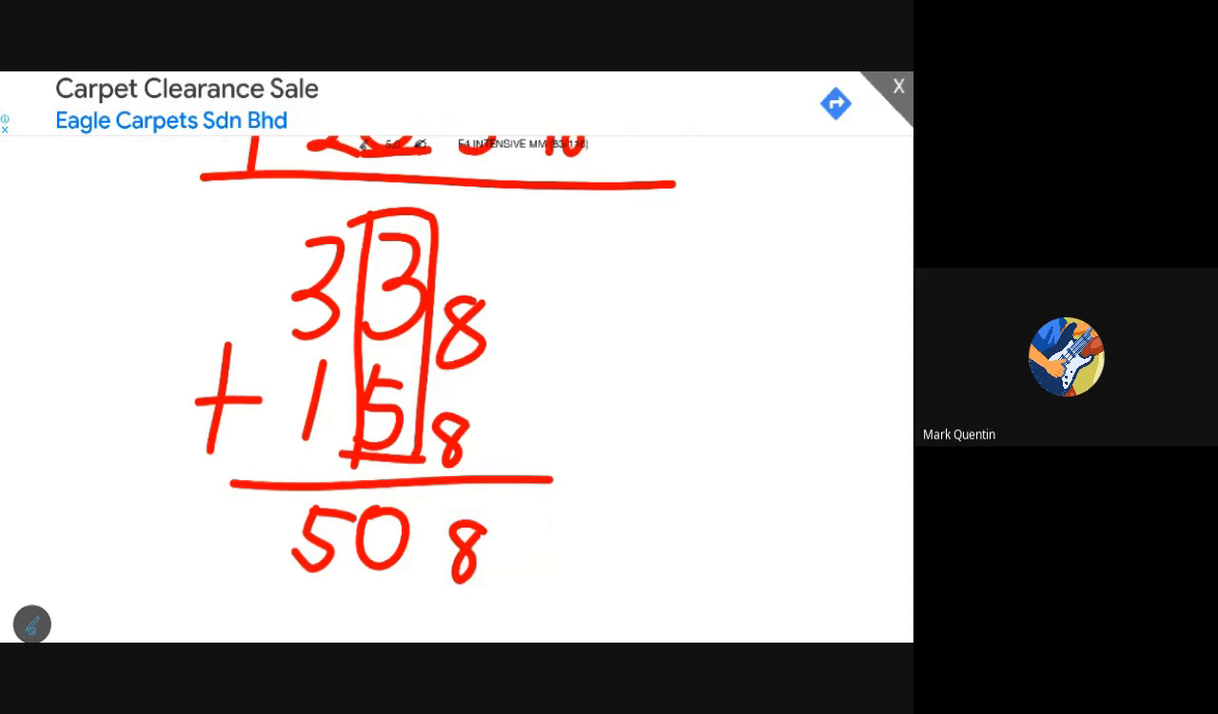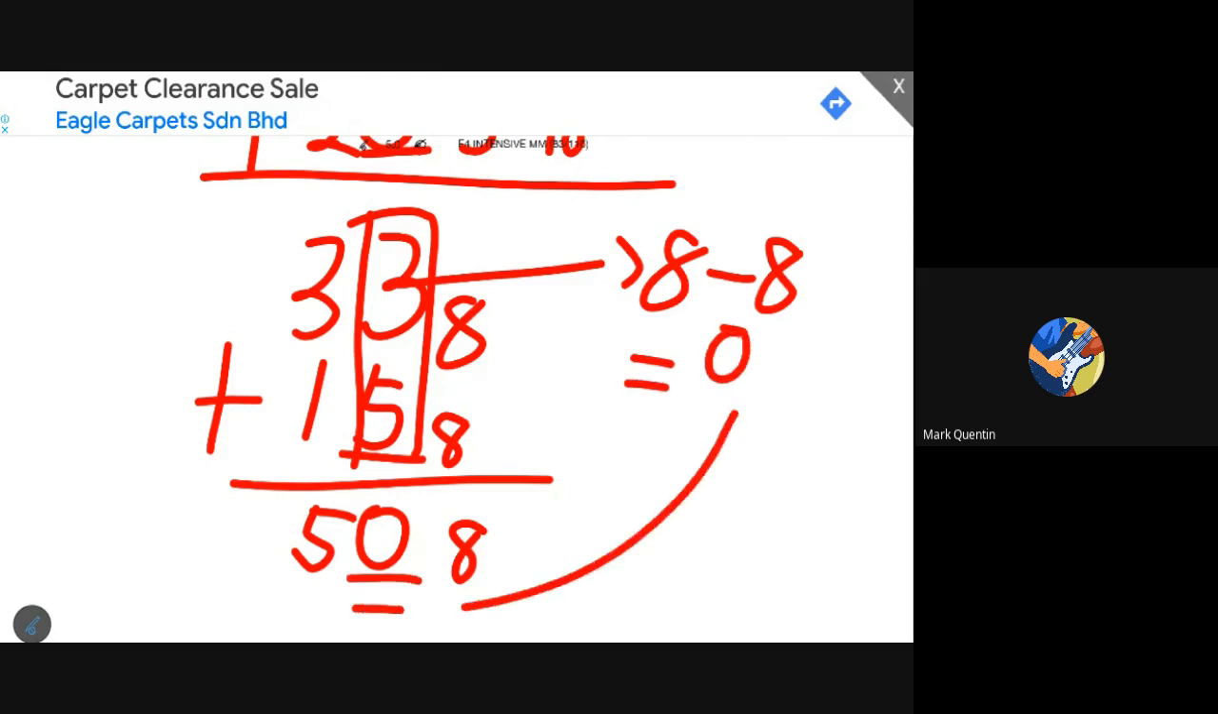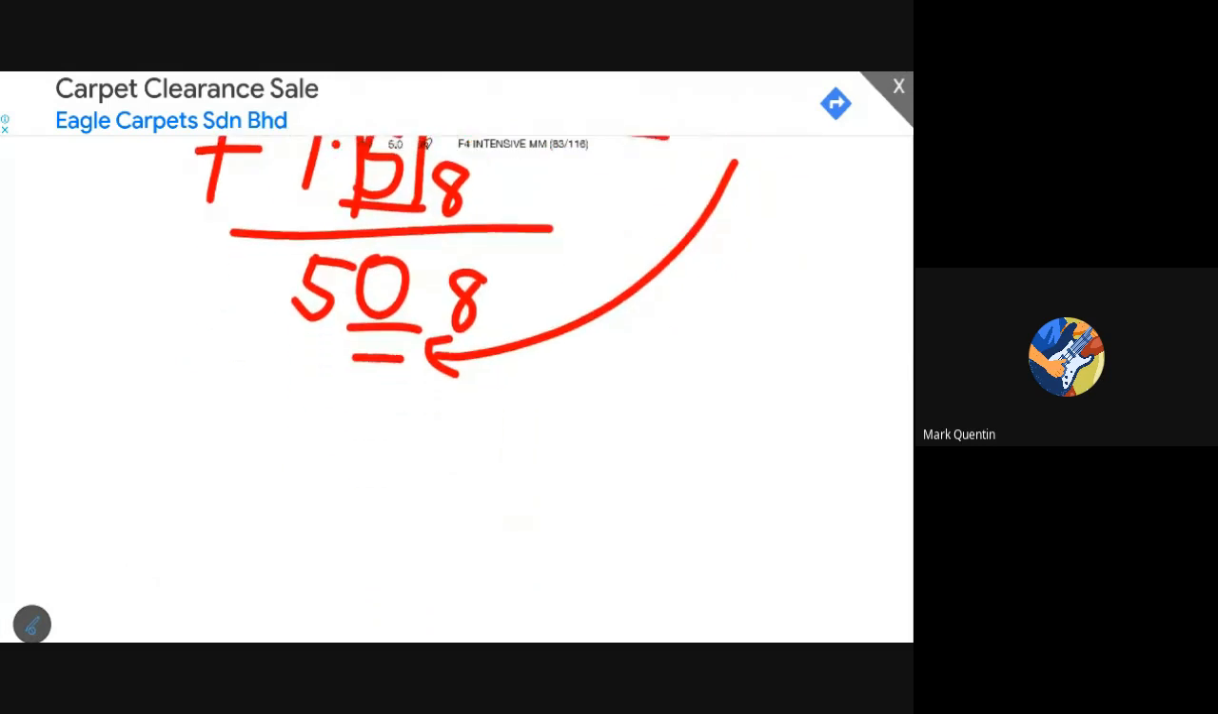So this is the concept I test on you guys again. 5 plus 3, you will get 8. So 8 minus 8, you get 0. That is why 0 is here. Then you have to carry 1 forward. So 50 base 8. Good. One more, then we can go to subtraction.